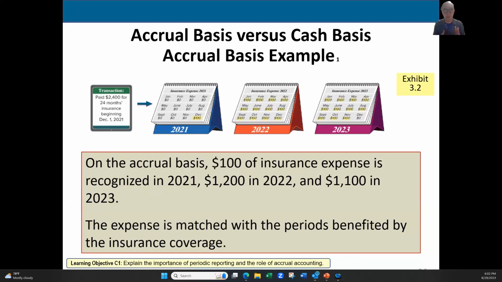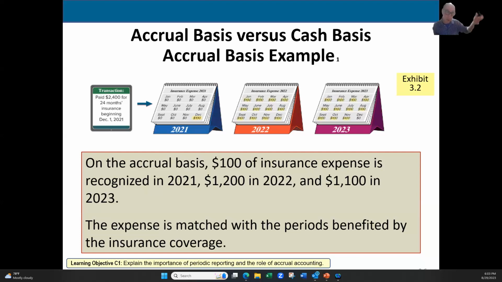Okay. So if the amount is $2,400 and it covers 2 years, that's 24 months, that equates to $100 a month. At the end of each month, I record what's called an adjusting entry to represent the consumption or use of that insurance. I would debit insurance expense, $100. I would credit prepaid insurance, $100.